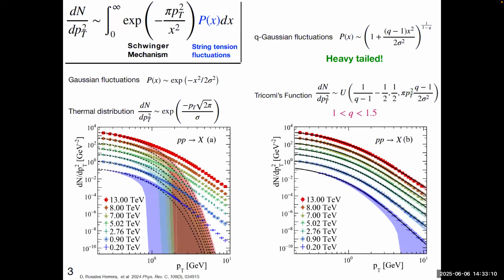So in order to take into account these deviations, we must enhance the probability of having higher tensions. We can do this by considering Q-Gaussian string tension fluctuations. This is important because the Q-Gaussian is a widely used function.